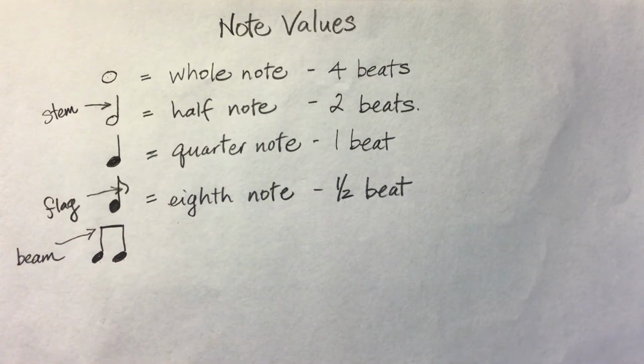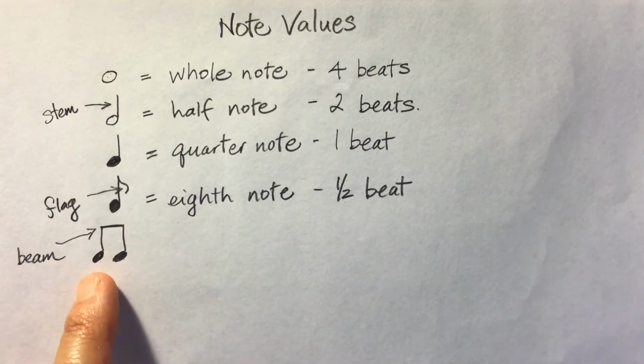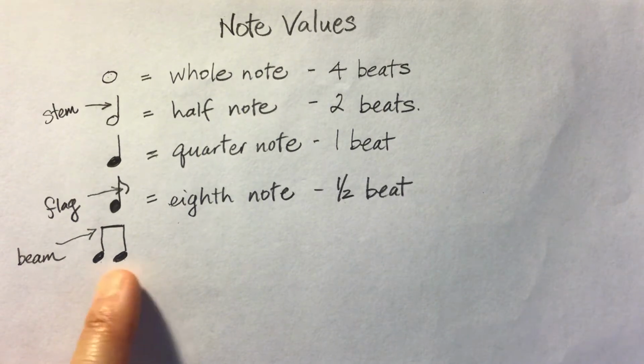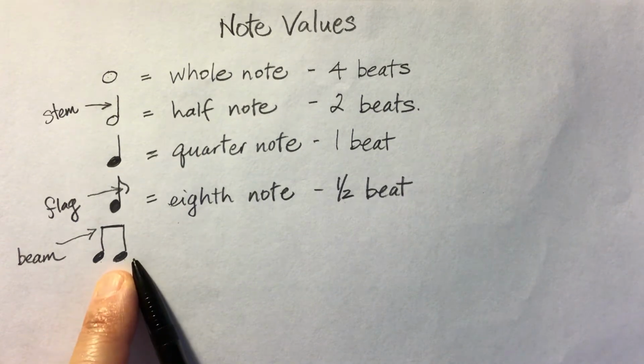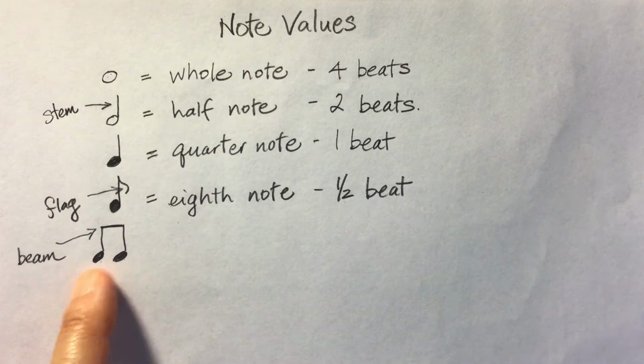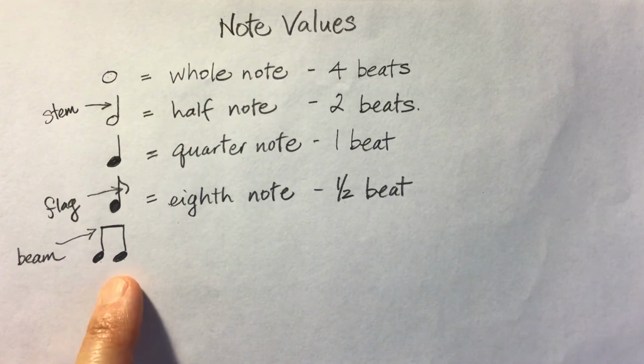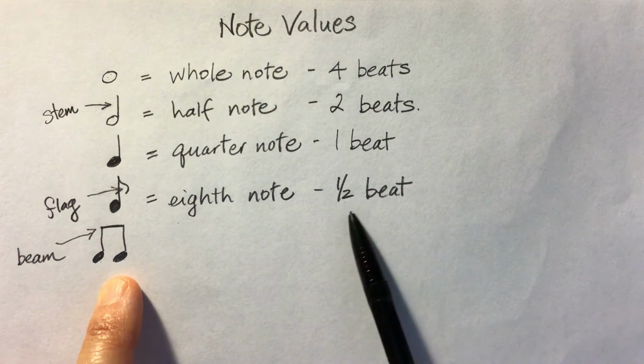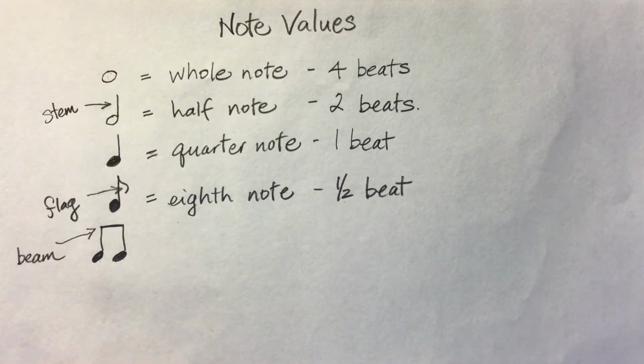Just make sure when you say your ta-ka that they're equal. You don't want to go ta-ka, ta-ka, because this one's shorter and this one has more gap, right? Or ta, ka, ta, ka, ta, ka. They have to be even because they're each worth half a beat. So that's the only thing you have to be careful of.